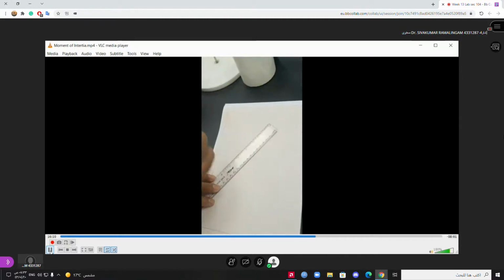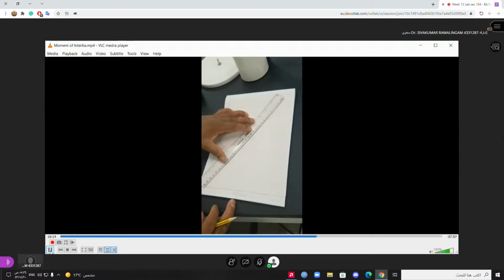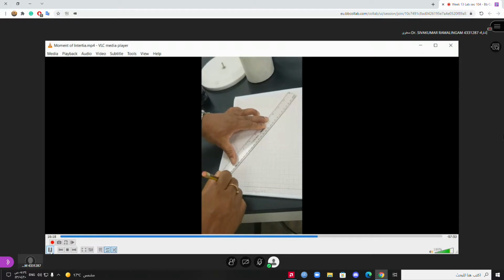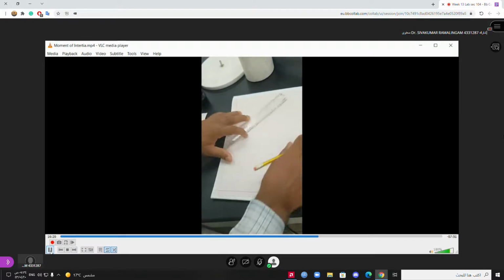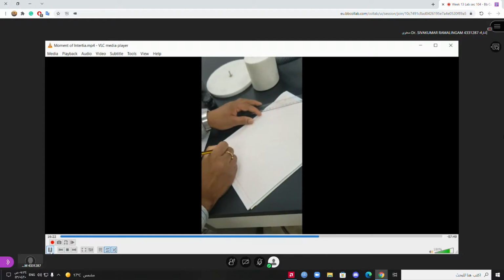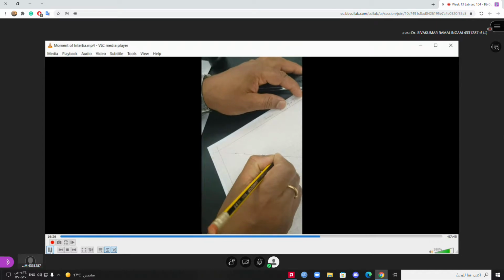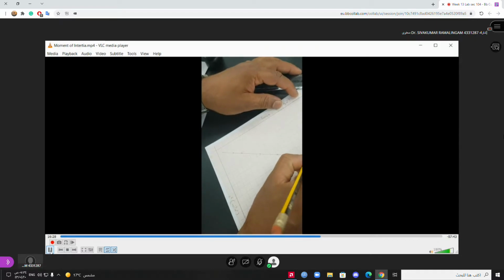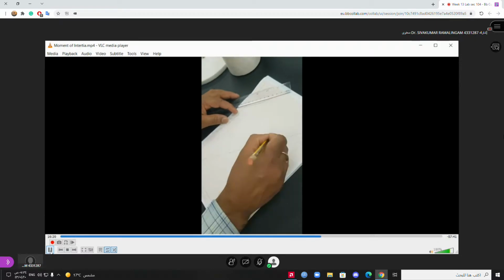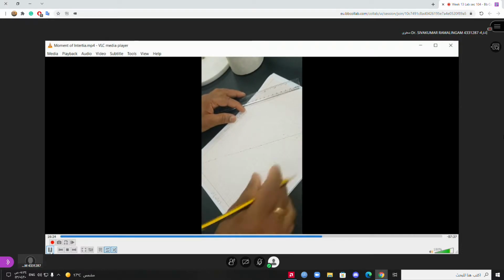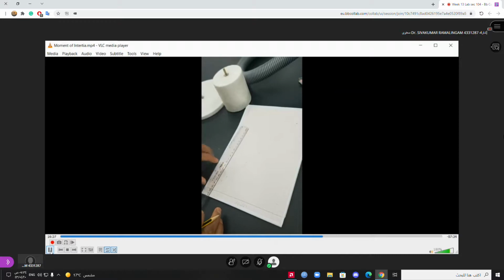Try to draw the graph as big as possible, and the bigger graph will give you minimal error. The error should be as low as possible. You want to get a minimum error. Now, there are many points. The majority of the points should be lying on the line. If one or two points are not lying on the line, let us not worry about that.